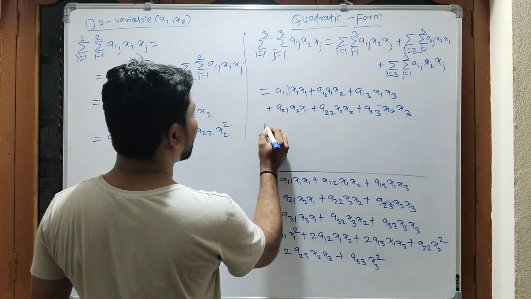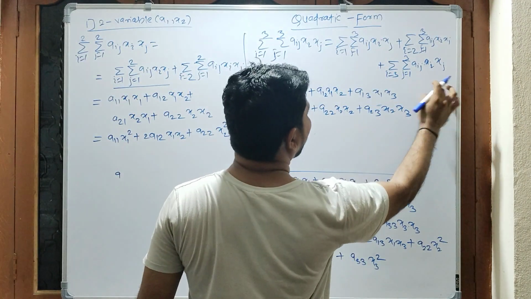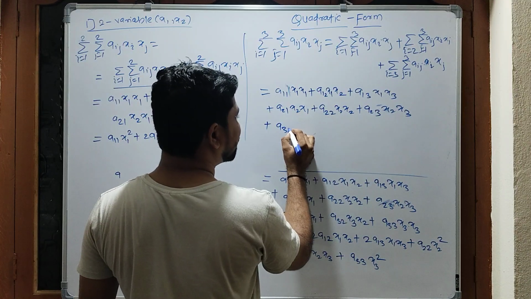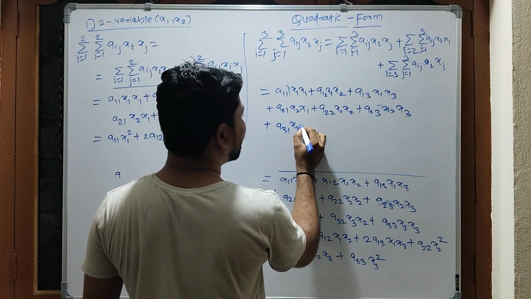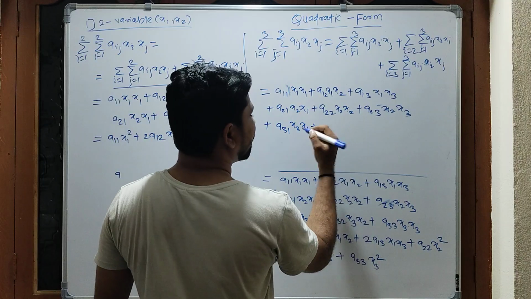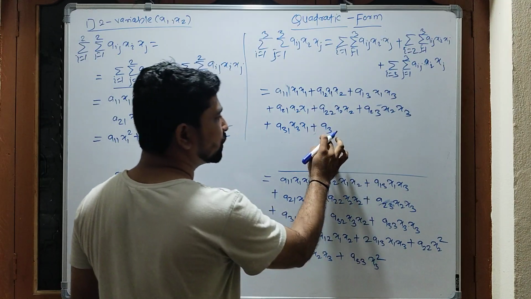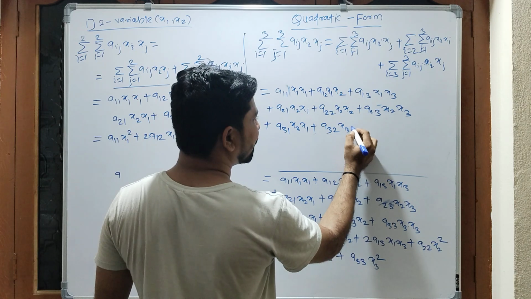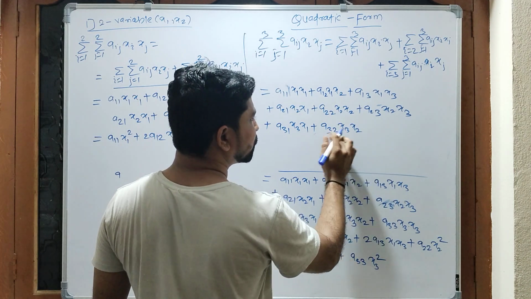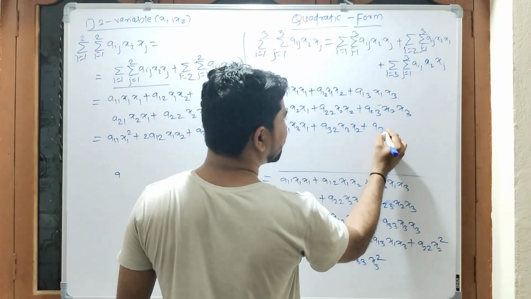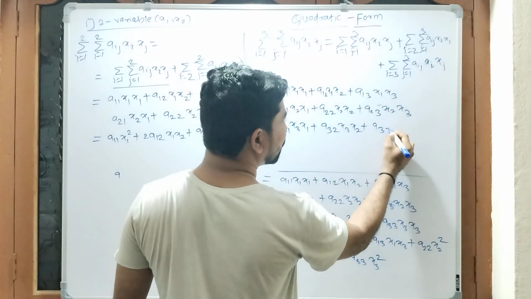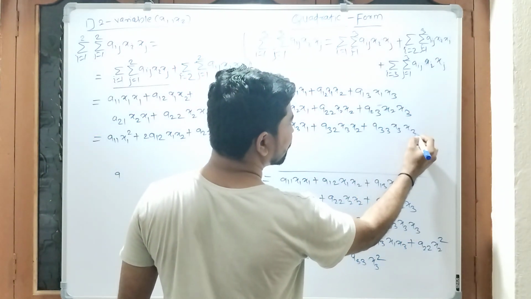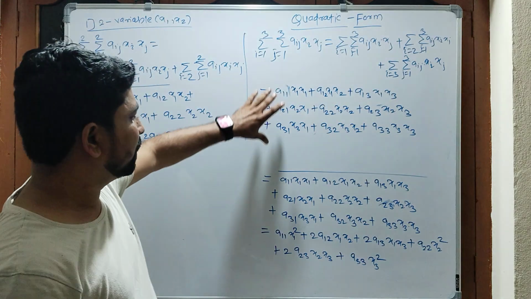Now in the same way, this time I am fixing i equal to 3. So here this is a_3 and j is 1, so x_3 and x_1, plus a_3 fixed, now j is 2, x_3 and x_2, plus a_3 and here j is also 3, so x_3 fixed and j is 3. So you can solve this.